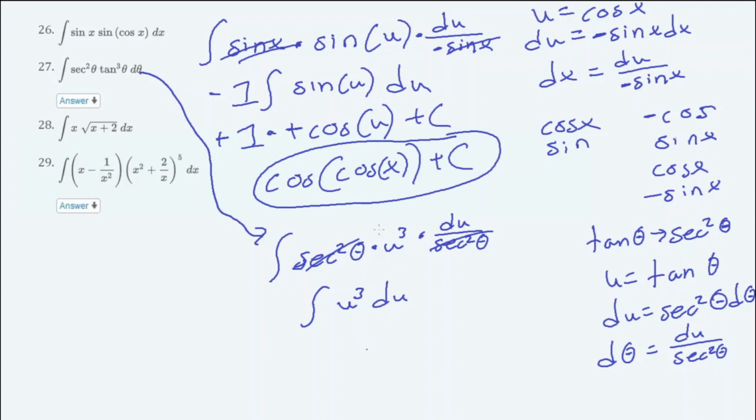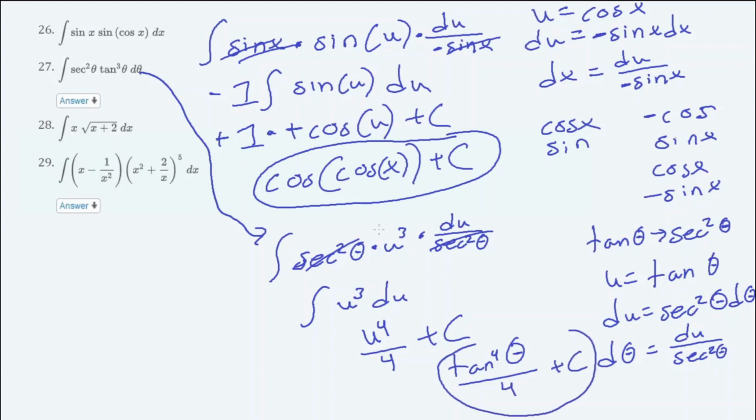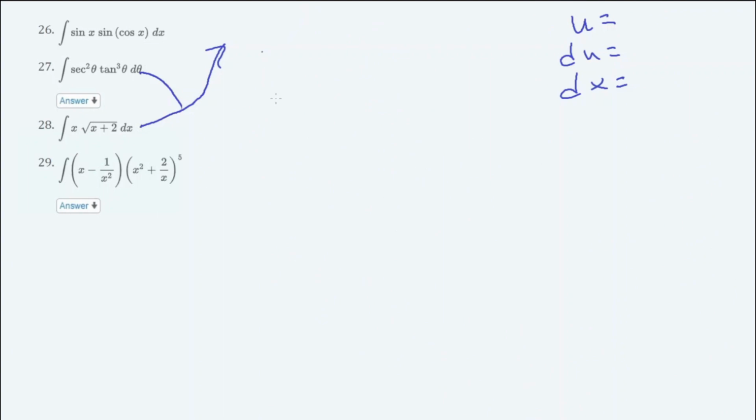So now we just find the antiderivative of that, which is going to be u to the fourth power over 4 plus c. And now we just plug in for u, which is going to be tan theta. So we have tan to the fourth power theta over 4 plus c, and that is going to be our final answer. So let's take a look at number 28.